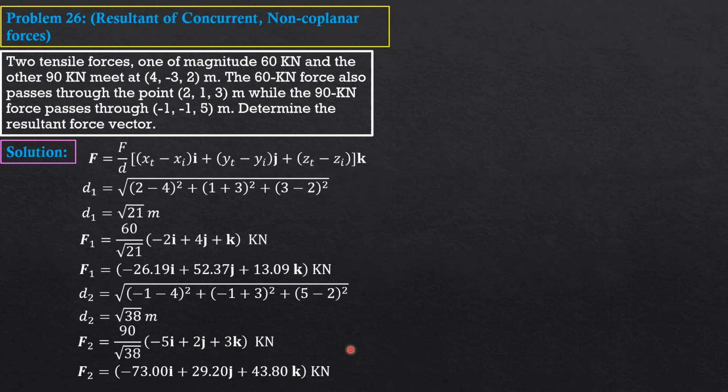Therefore, the resultant is simply F1 plus F2, this one plus this. So R is F1 plus F2. Combining similar components, negative 26.19 plus negative 73 would be negative 99.19i, then 52.37 plus 29.20 is 81.57j, then 13.09 plus 43.8 is 56.89k.